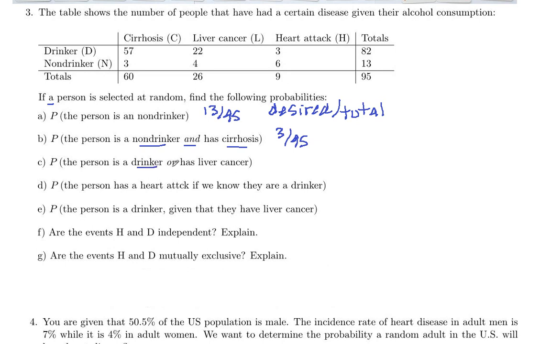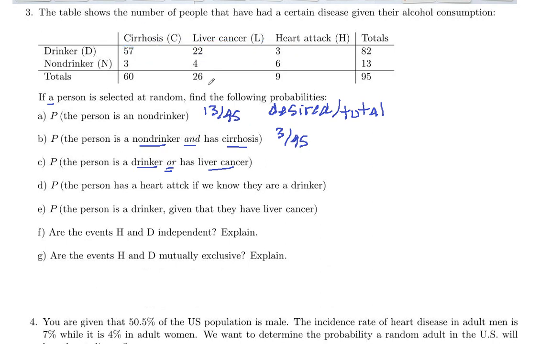Person is a drinker or has had liver cancer. So our drinkers are here, this first row. That's 82. Liver cancer is the second column. That's 26. Or puts things together. So you're going to add this row, add this column, and then the 22 got counted twice. So we can do this.